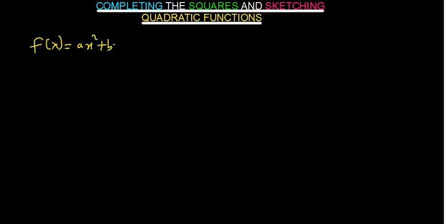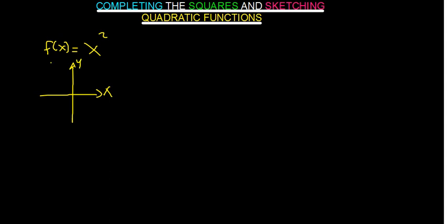Then it is quadratic. Now, when you are sketching a quadratic function, if you have f of x which is equal to x squared, you need to know this one is just simple. If this is the x-axis, there is the y-axis. This graph is going to go like that. It's going to pass at 0, 0, and then it goes up like that. This is for f of x equals x squared.